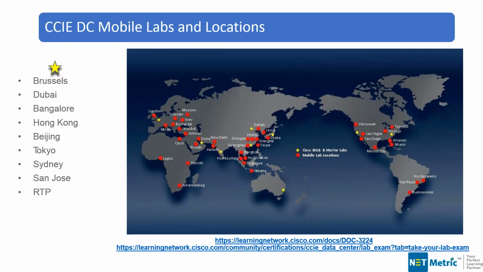So CCIE DC module, you can see over here. Cisco currently operates 10 lab facilities at different Cisco locations around the world, and the detailed information regarding the start time and the direction to the facilities are available in the below link which I have given over here. As of now you can go and write your exam in Brussels, Dubai, Bangalore, Hong Kong, Beijing, Tokyo, Sydney, San Jose and RTP. Remaining all are the mobile labs.